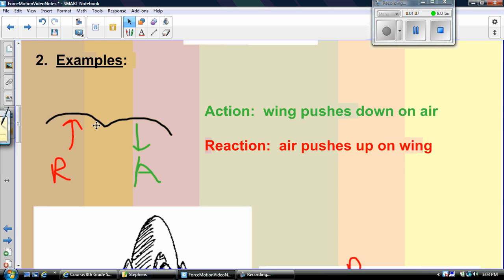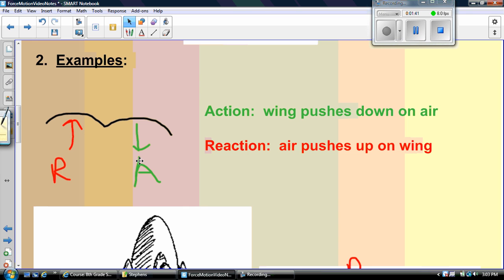Okay, so this is a bird. Yes, it's a bird flying. Whenever we have something that's in motion, we have action-reaction force pairs. So when the bird is flying, the action force is the wings that push down on the air. The reaction force is the air pushing up on the wings. So that's where the statement comes in. For every action, there's an equal but opposite reaction. Notice both of these forces are equal in opposite directions. However, they're acting on different objects, so they don't cancel each other out.